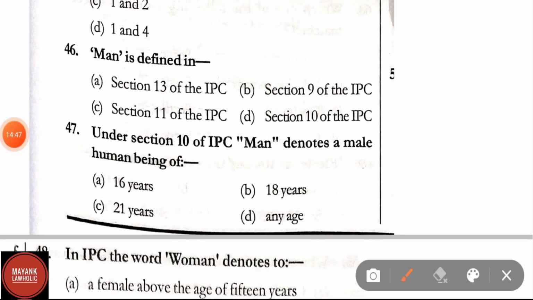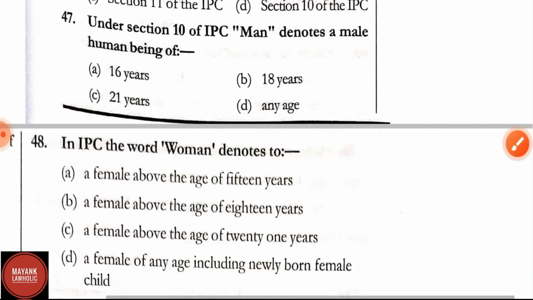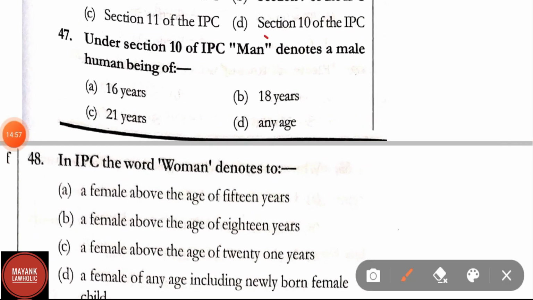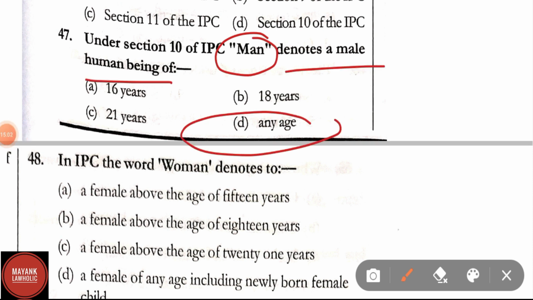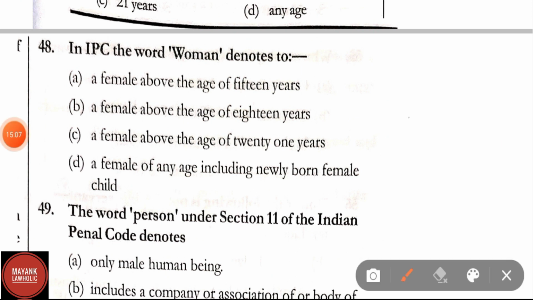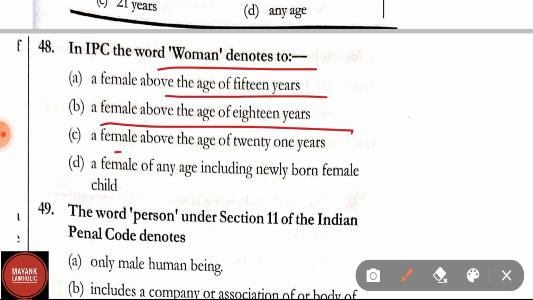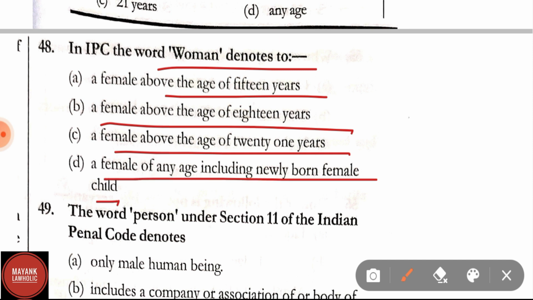Question number 46. Man is defined in option D, section 10 of IPC. Question number 47. Under section 10 of IPC, man denotes a male human being of, correct answer is any age. Question number 48. In IPC, the word woman denotes option A, a female above the age of 15 years, option B, a female above the age of 18 years, option C, a female above the age of 21 years, and option D, a female of any age including newly born female child. In question number 48, correct answer is option D, that is a female of any age including newly born female child.